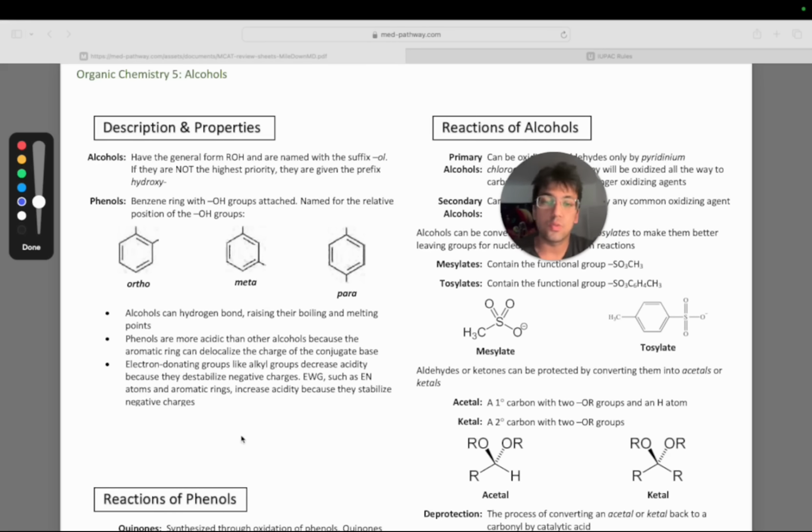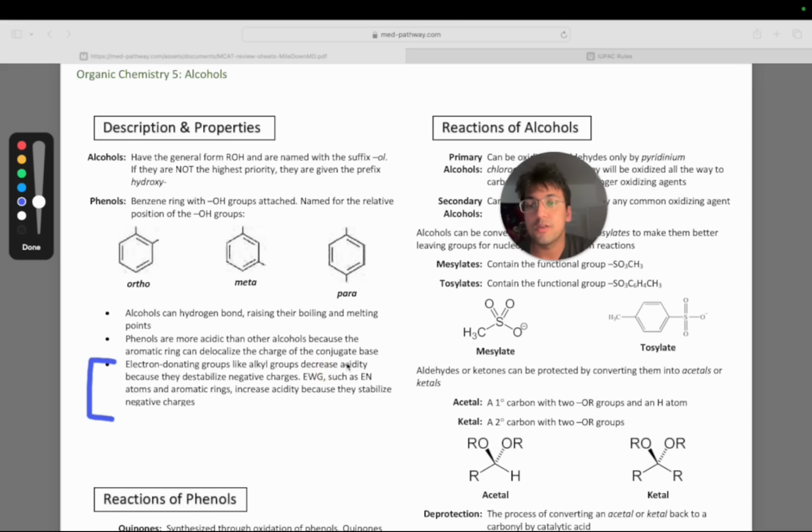If that oxygen is well stabilized when the hydrogen is leaving the alcohol, is that phenol that we originally had, is that acidic, more acidic, or less acidic? It's going to be more acidic. Why? Because it's actually very happy for the hydrogen to leave. It's very happy to donate that hydrogen because this phenol is stabilizing that negative charge very well.